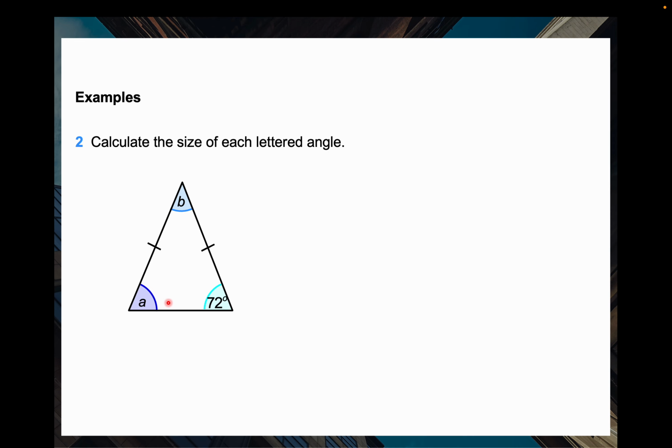So therefore, the angles at the base will be the same. We do know one, that means the other will be 72 degrees as well. So A will be 72 degrees as it is an isosceles triangle. After finding A is 72 degrees, we'll be able to find B just using the sum of the interior angle property for the triangle.